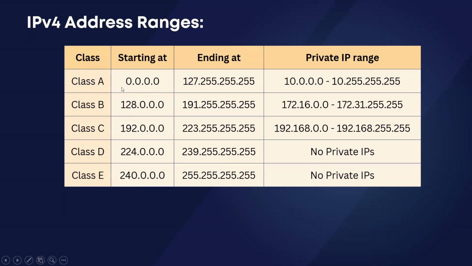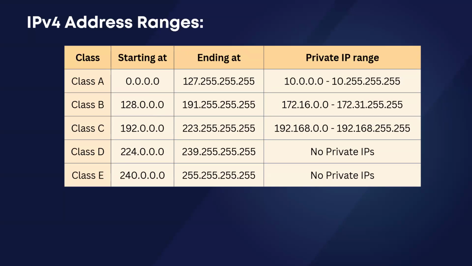Now, class A starts from 0 and goes all the way up to 127.255.255.255. And since it's ending at 127, class B starts at 128.0.0.0. So all the 255s cycle back to zeros, and the leftmost octet 127 increments by 1, so that becomes 128. So class B starts at 128.0.0.0 and goes all the way up to 191.255.255.255. Since this is ending at 191, class C starts at 192.